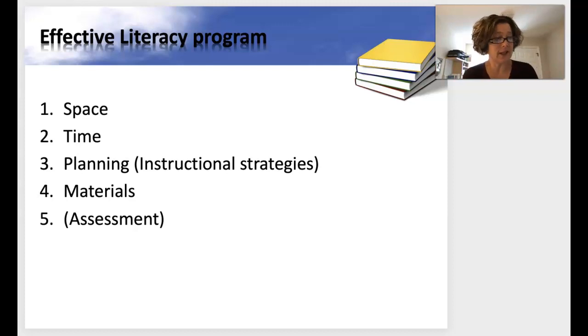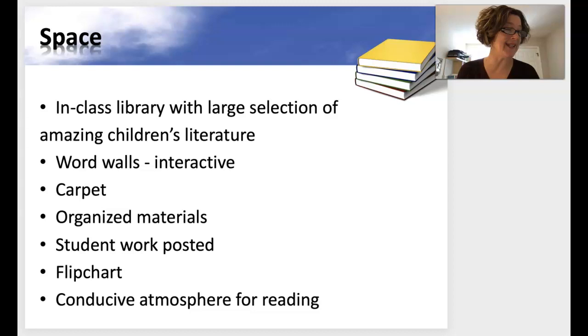Basically, effective literacy program. These are kind of the 5 big things you have to be thinking about. Physical space, time, planning or instructional strategies, materials, and assessment. So I have instructional strategies and assessment in brackets because we're going to look at those specifically later on, but I kind of wanted you to just be thinking about them when you're thinking about overall effective literacy programs. Okay, so let's jump into space.